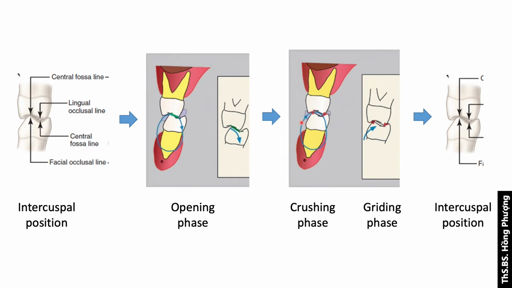At this time, the buccal curves of the lower teeth are almost directly below the buccal curves of the upper teeth, and the food between the occlusal surfaces is crushed. Then, in the grinding phase, the lower teeth slide on the inclines of the upper buccal curves back to intercuspal position, so that at this phase, the food between the occlusal surfaces is ground, which is also called grinding food.